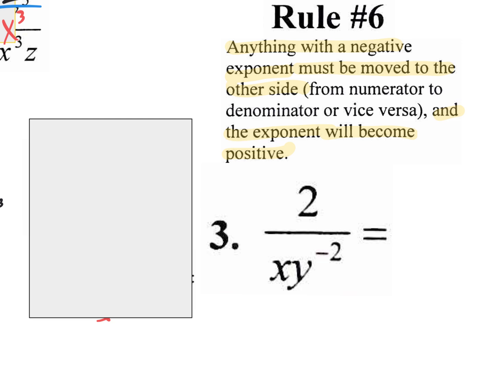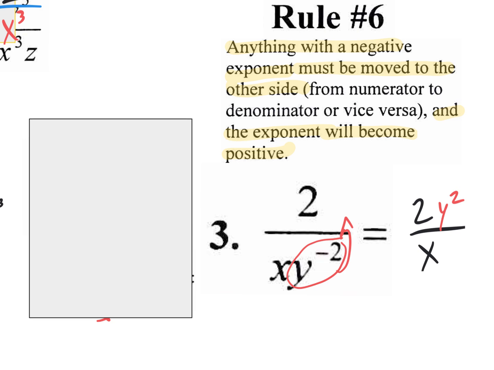Again, the only thing that has a negative exponent is the y value. So I'm going to take that y to the negative 2, I want to circle it, I want to draw an arrow. Nothing else moves. So the 2 didn't have a negative exponent, the x didn't have a negative exponent. The only thing that had a negative exponent was the y, so the y comes up and it becomes positive. And there's your answer, 2y to the second over x.